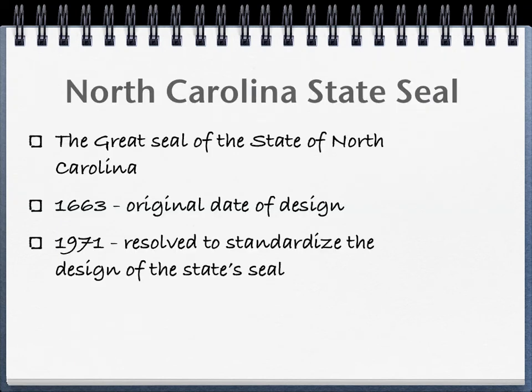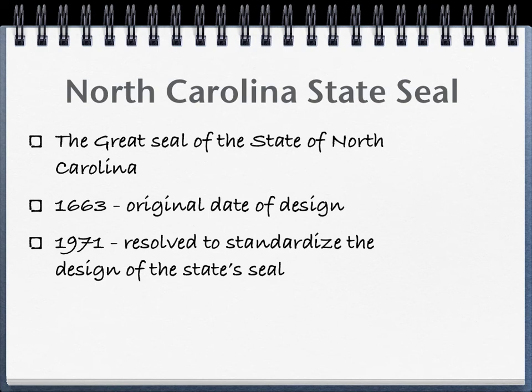The last thing that we're going to cover today is the North Carolina State Seal. It is known as the Great Seal of the State of North Carolina. 1663 was the original date of design. It has changed many times over the years. Since the War for Independence, 6 different seals have been used.